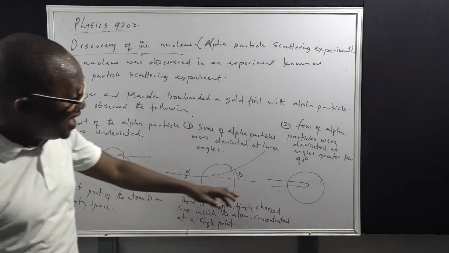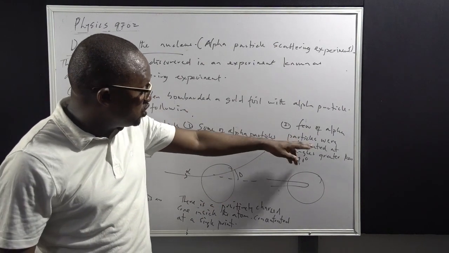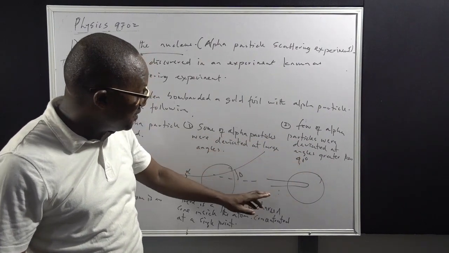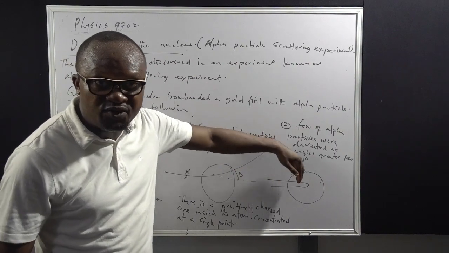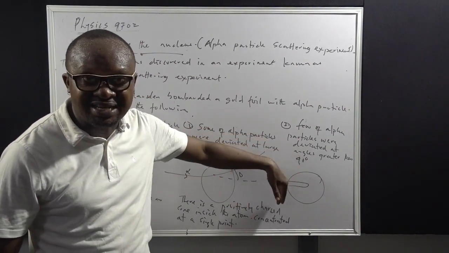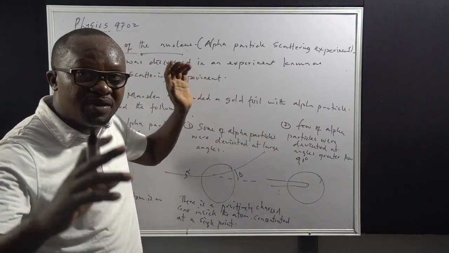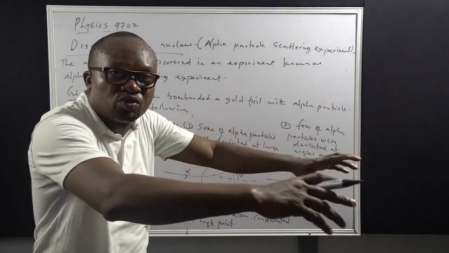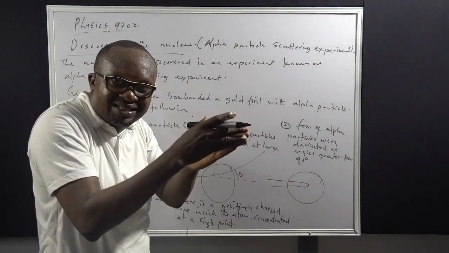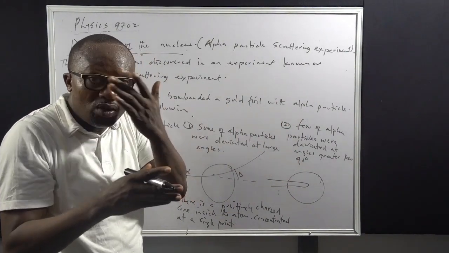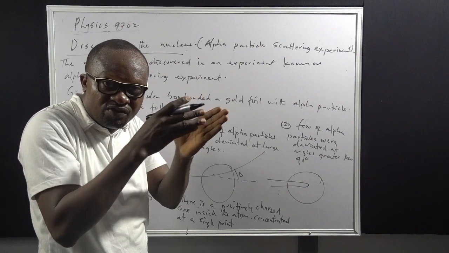There is this third one, in which few of the alpha particles were deviated at angles greater than 90. If few of the alpha particles were deviated at angles greater than what? 90. It means that out of the many alpha particles bombarded at the nucleus, only few of them were coming in direct contact with that positive charge core. What does that tell you about the size of the positive charge core?